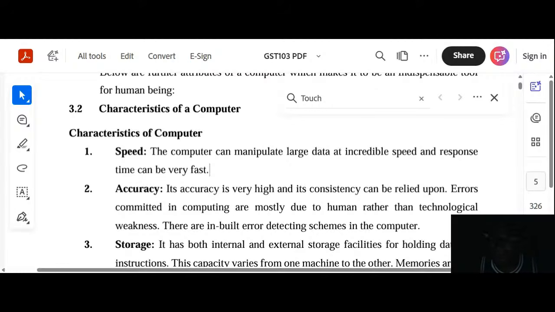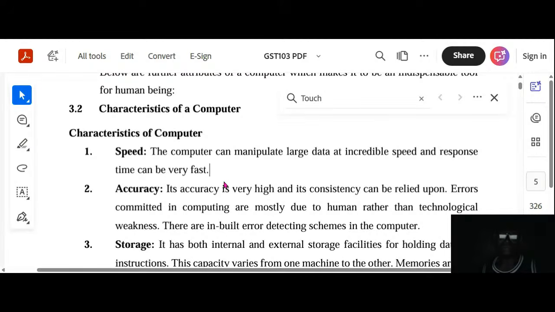I have a classwork for you guys. Let me quickly type it. Okay, check it and see what's the answer to that.